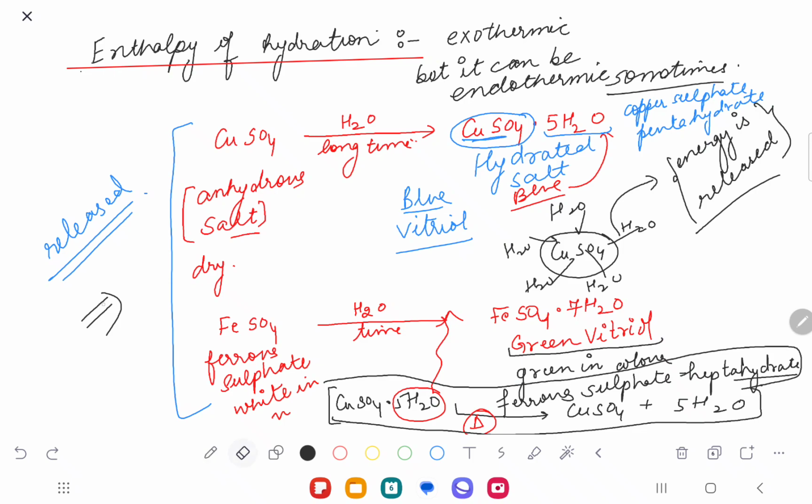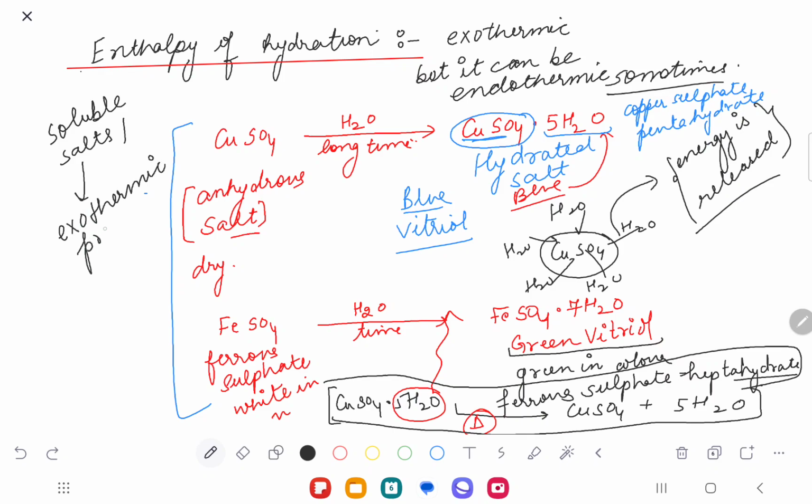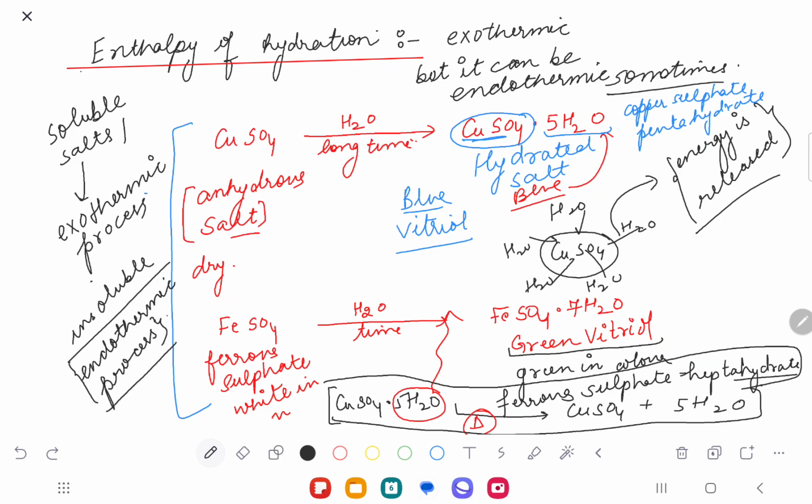So whenever we are talking about the enthalpy of hydration, generally, for 99% of all those salts which are soluble, it would be an exothermic process. But for all the salts which are sparingly soluble or insoluble, it would be an endothermic process. Okay, that is the concept. So this is enthalpy of hydration.